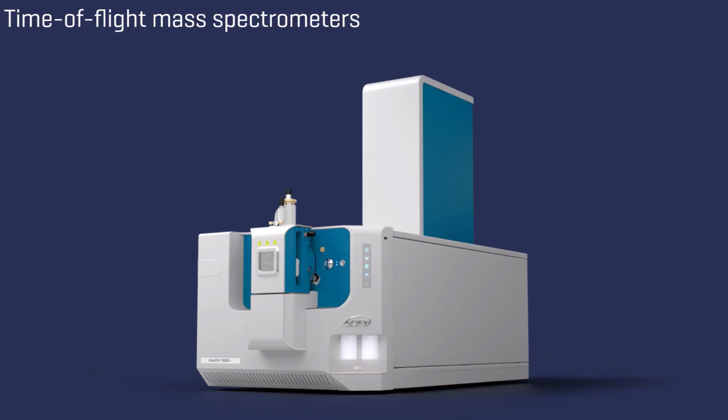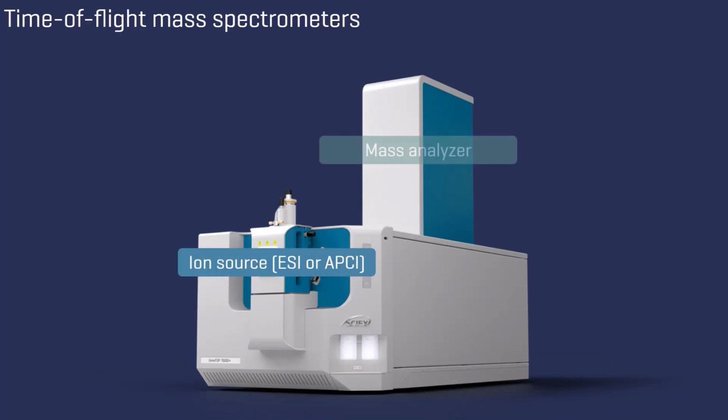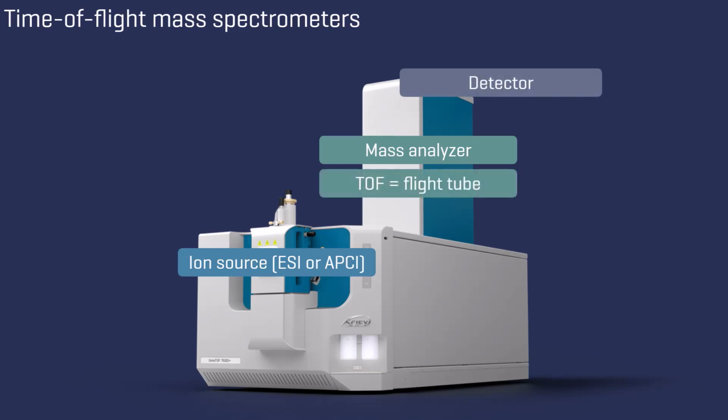Like any mass spectrometer, a time-of-flight instrument consists of an ion source, a mass analyzer, and a detector. The type of mass analyzer, the flight tube, is what makes it a TOF instrument. In this video, we will see how a mass analyzer in time-of-flight instruments operates to separate the ions.